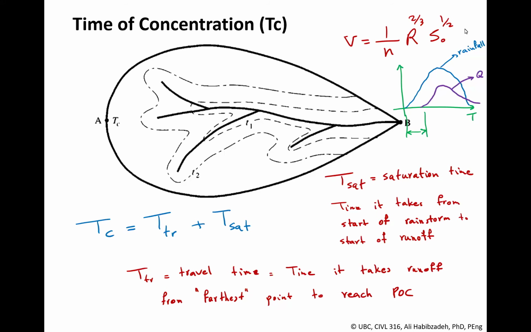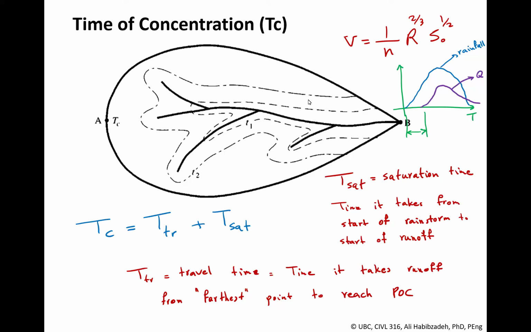The last thing we saw was the definition of time of concentration. This is the time it takes, from the start of the rainfall, for the runoff to reach the point of concentration from all over the contributing catchment. There are different approaches to estimating this, but a simplified one was the travel time, the time it takes for runoff to travel along the catchment and reach the POC, point of concentration, plus saturation time.